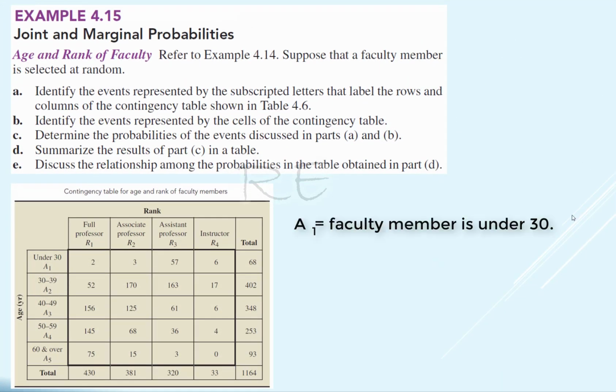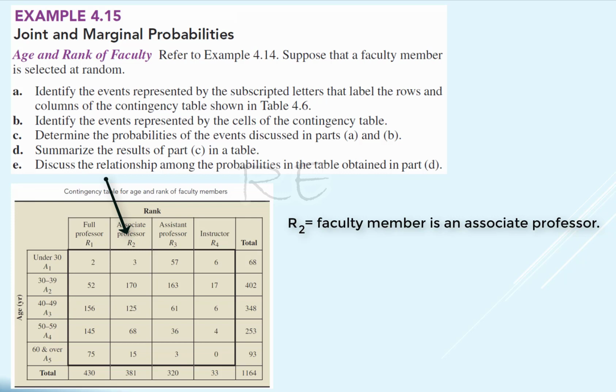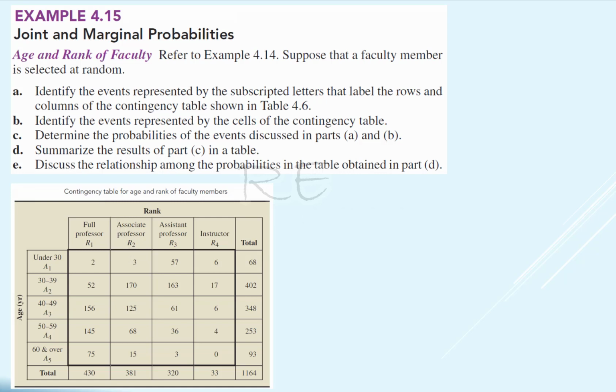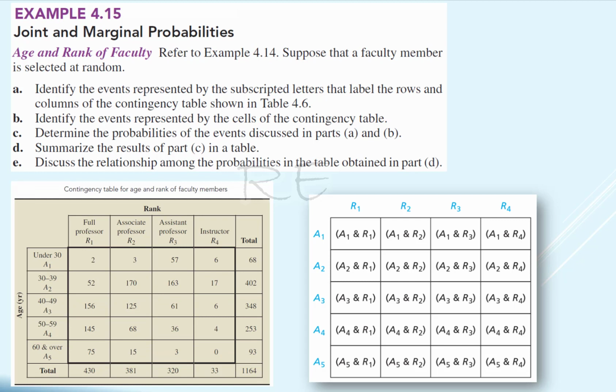A subscript 1 faculty member is under 30. R subscript 2 faculty member is an associate professor. Now when you combine the two, A1 and R2 is the event that a faculty member is an associate professor under 30. Here's a representation of the table as a Venn diagram.